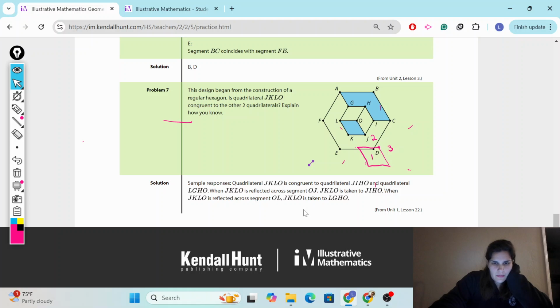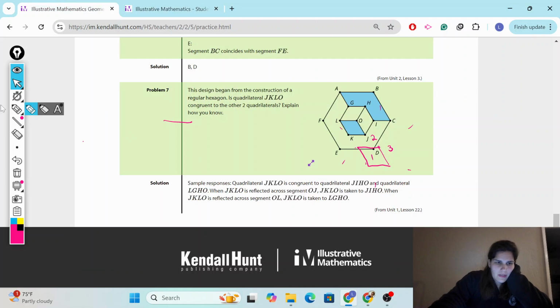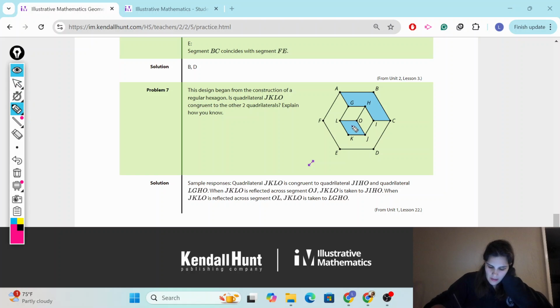It says it is congruent because it is reflected and taken over. Sample response. Let's see what they say. Quadrilateral JKLO is congruent to quadrilateral JIHO, and quadrilateral LGHO. So they are talking about the three we're talking about.